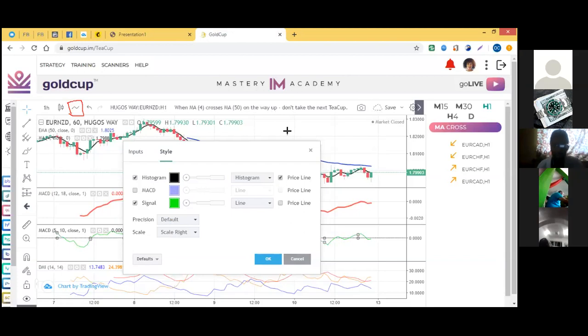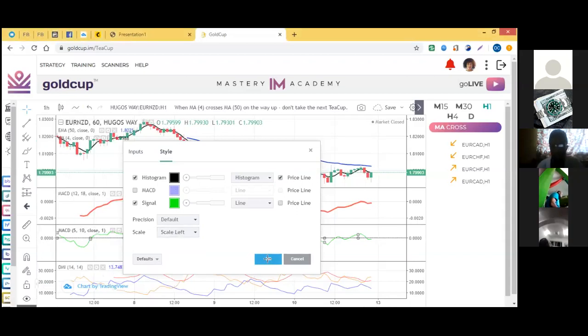Let me bring out my annotation. So this is your price line right here. Make sure you check it. Check that box right there. It is very, very important. So once you check that, don't forget, you need to scale it to left. Scale it to left. Then you click on OK.